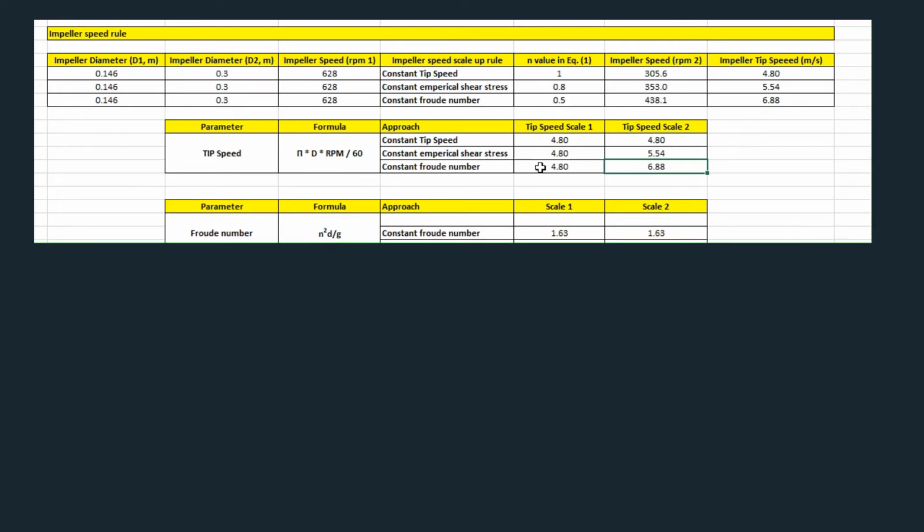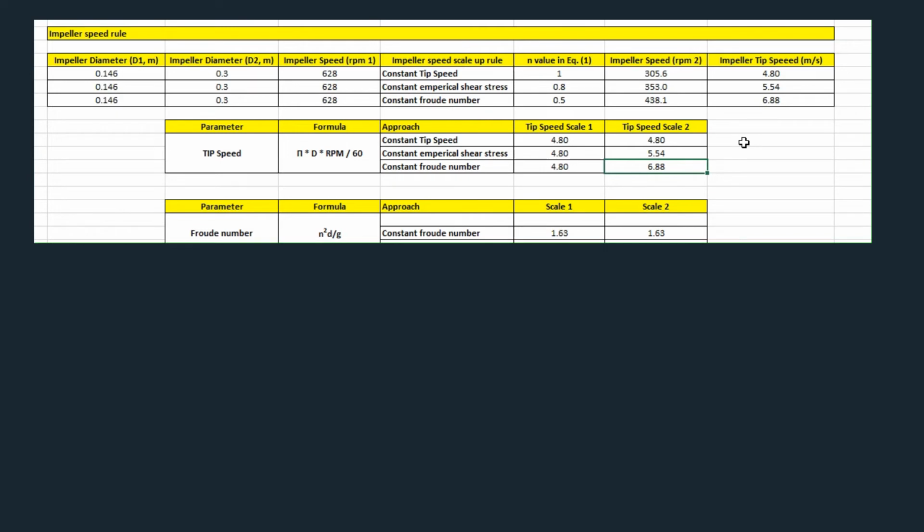So why are these two rules there? It is noticed, and we will see in the slide also, that if we go with the same tip speed, then particles experience more stress at the lower scale in comparison to the higher scale. At the higher scale, if you keep the same tip speed, then particles experience less shear. Because of that, you may observe some scale differences. So that's why these two rules are there. They have a higher tip speed so that the shear stress can be matched.